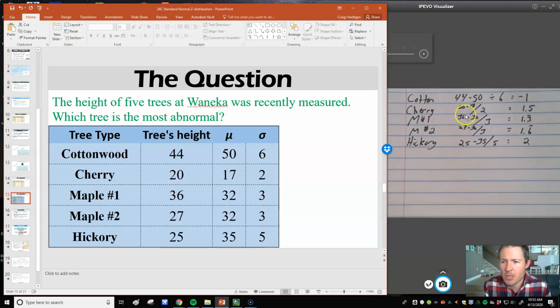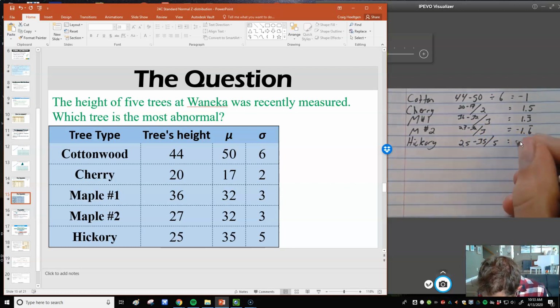And next one, the cherry tree, the score minus the mean divided by the standard deviation, we get 1.5. Our score minus the mean divided by standard deviation, we get that. Score, I forgot my negative sign here again. Score minus mean divided by standard deviation, we mark that. And again, score minus mean, we should get negative 2.